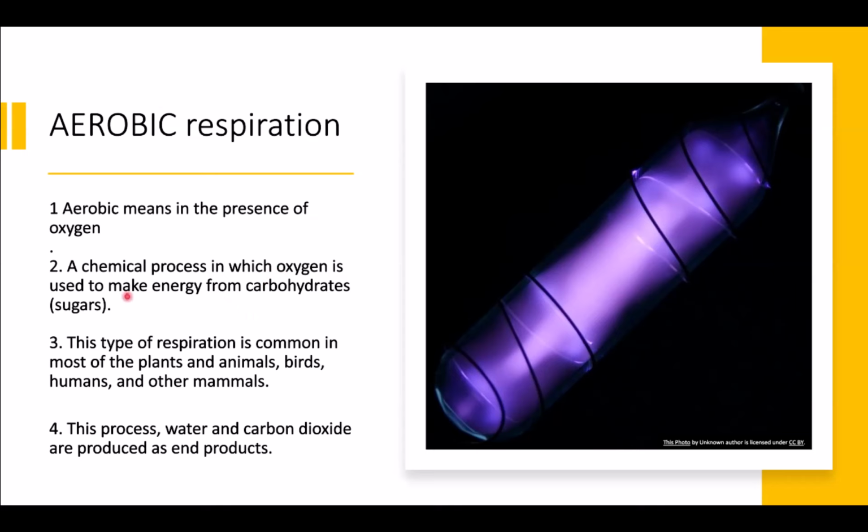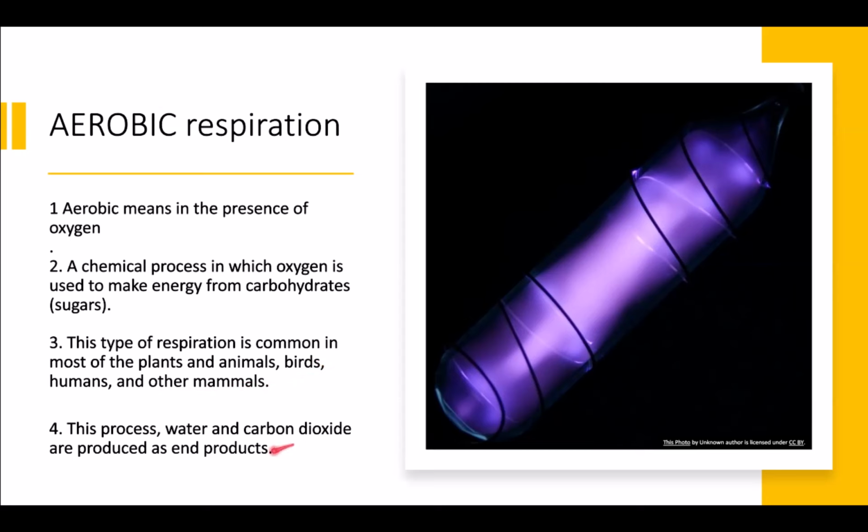Very important. It is used when you are sitting, like when I am sitting on the chair and making this video, and you are sitting and watching this video. It's a chemical process in which oxygen is used to make energy from carbohydrates or sugar. This type of respiration is very common in all plants, animals, birds, humans, and other mammals. Briefly, this is very important in all living organisms.